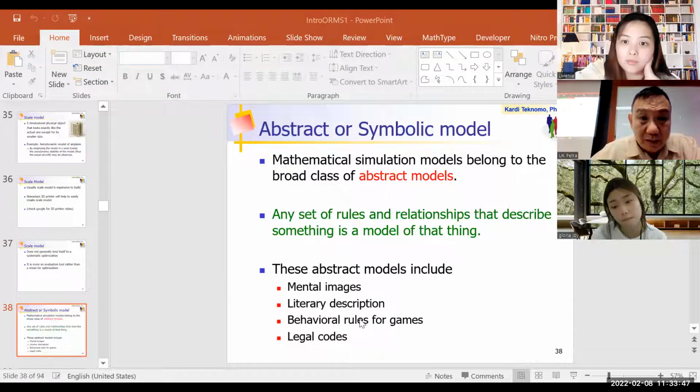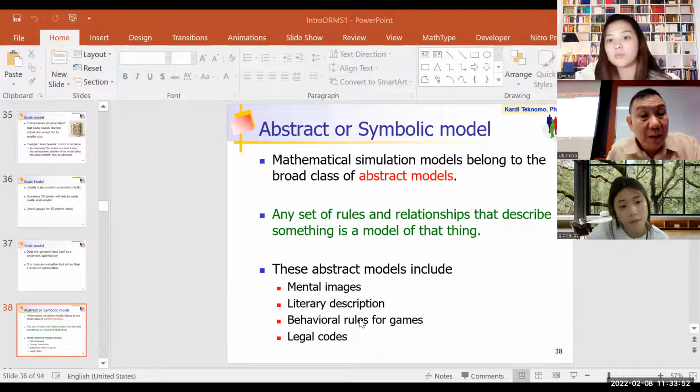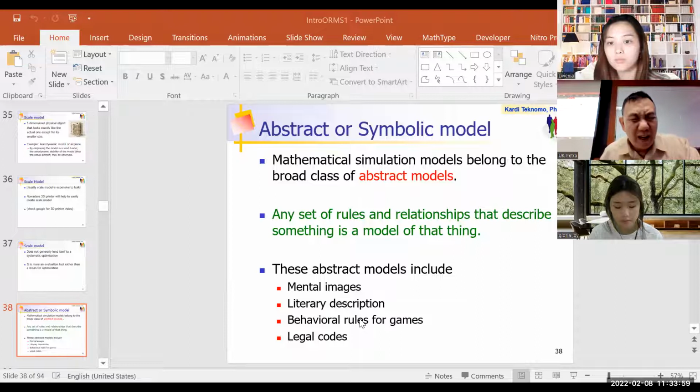Then we go to the second type of model, which is abstract, symbolic. Mathematical models or simulations belong to this broad class of abstract models. What is this? Any set of rules, any set of relationships that describe something is a model of that thing. So this includes your mental image. Can you imagine something? That is a mental model. That is a model, right?